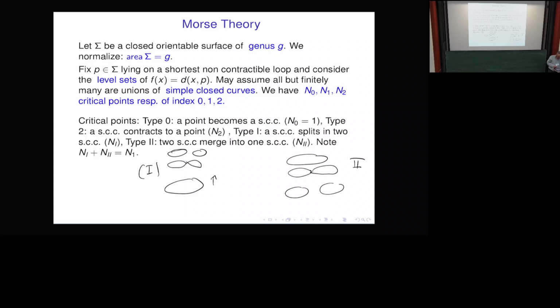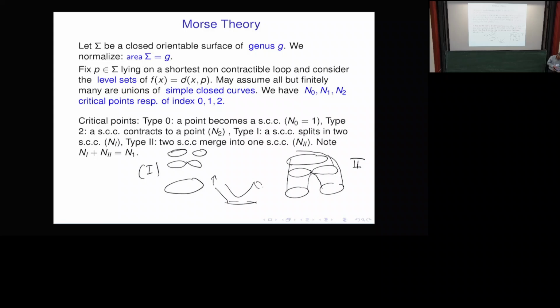Okay, now let's see what happens geometrically in each one of them. This one just kind of adds a handle there. I mean, not exactly a handle, but this is what it does. And type 1, yeah, we have something like that.